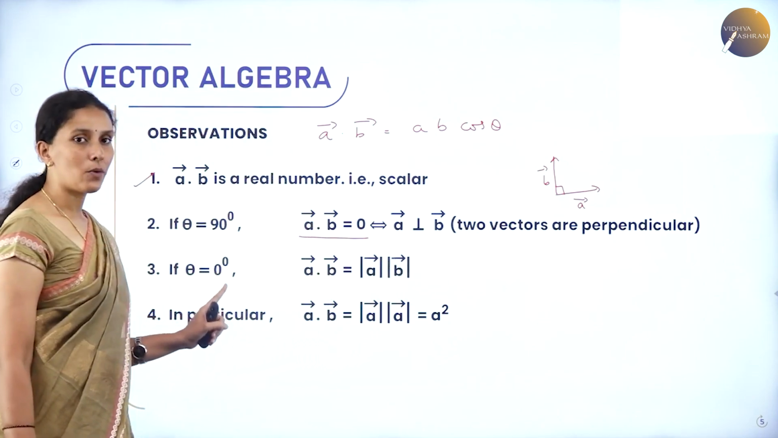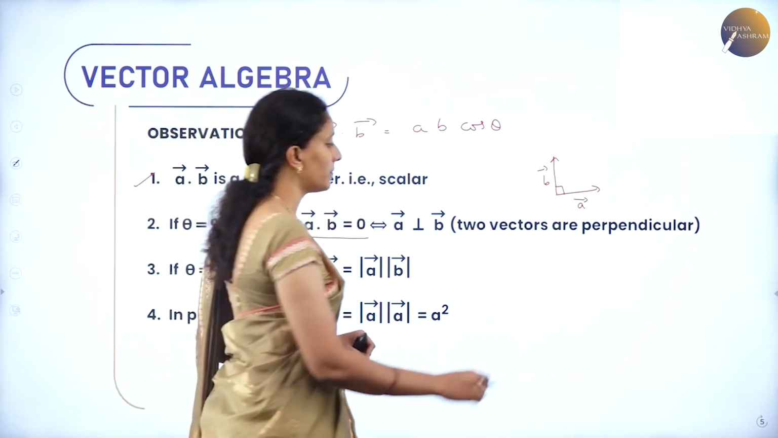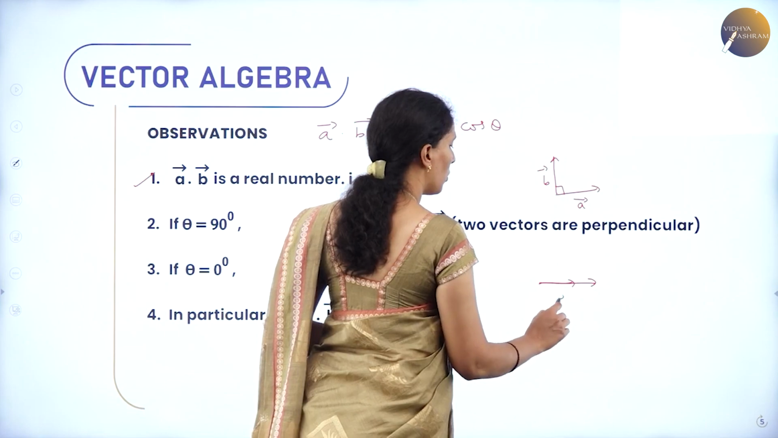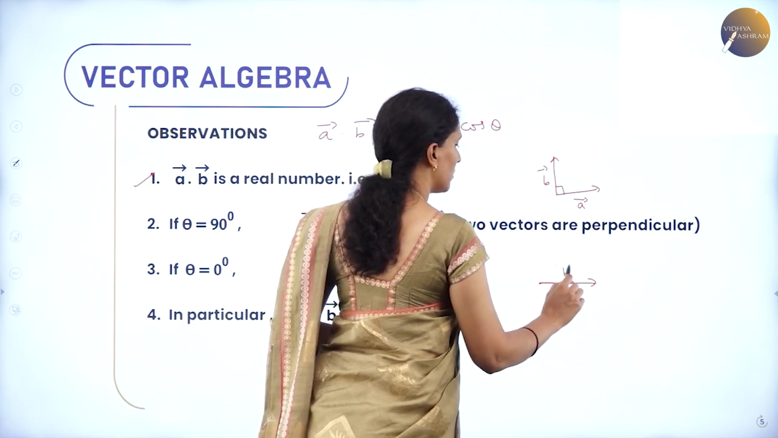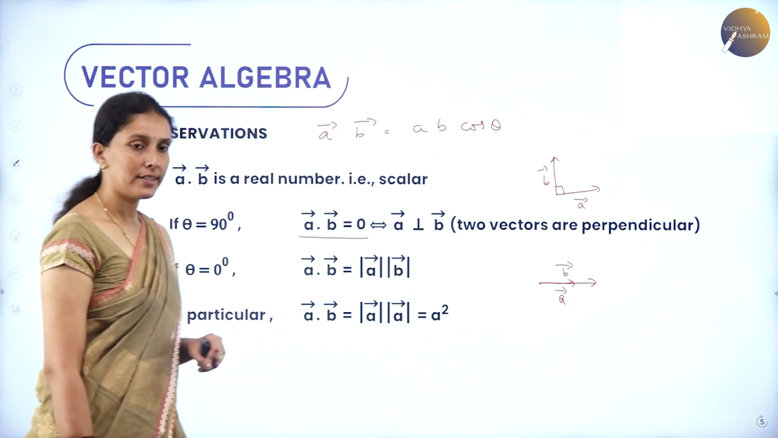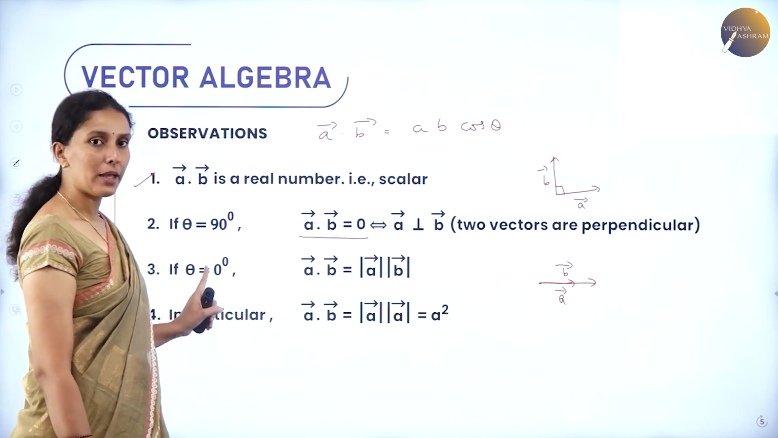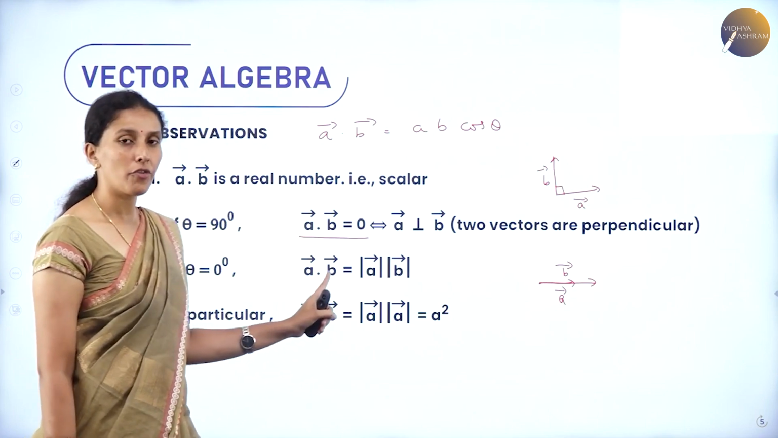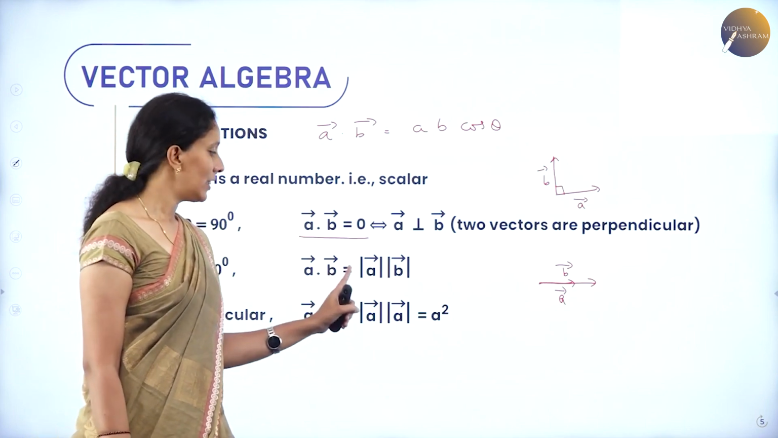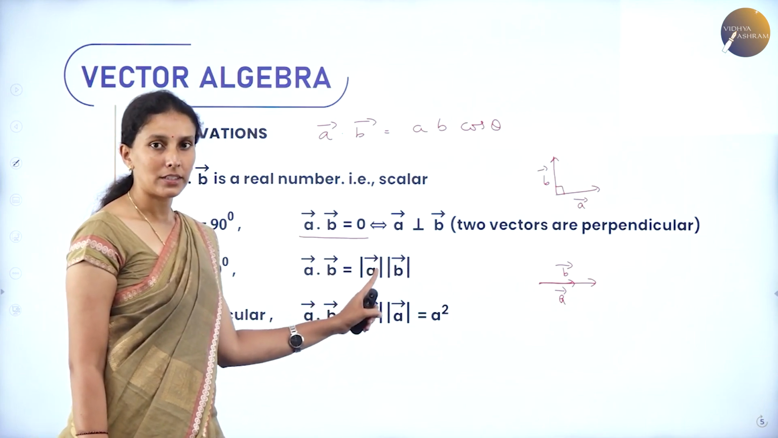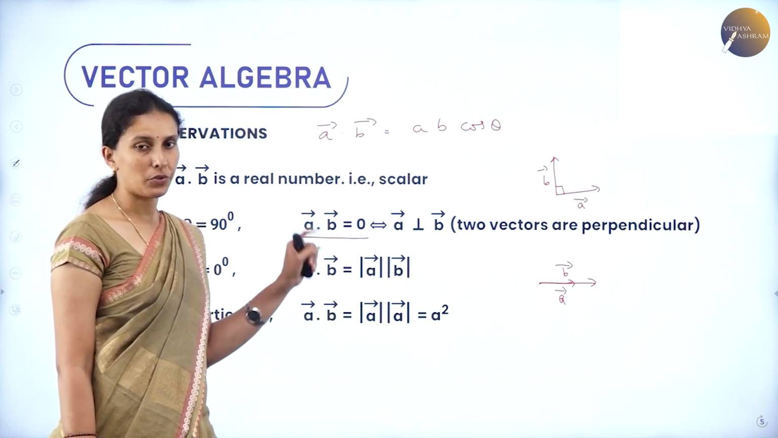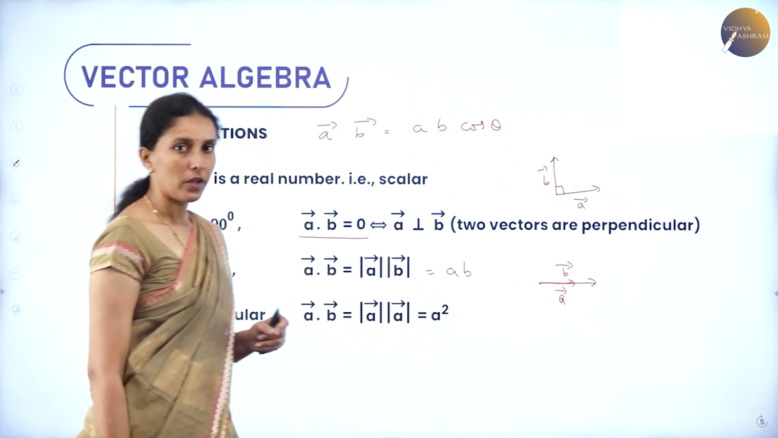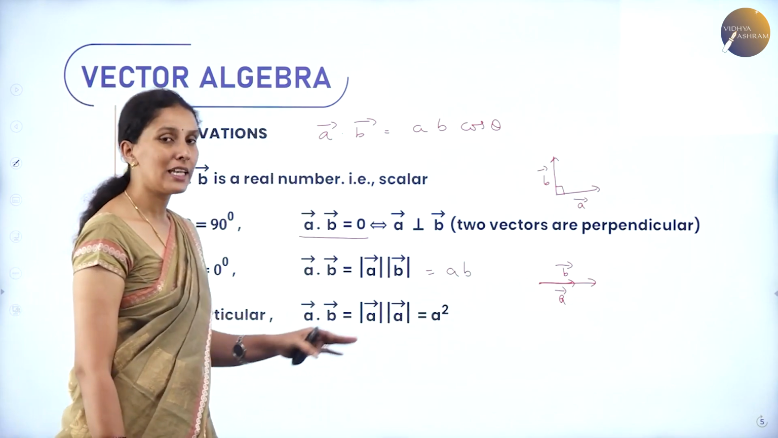Now, if theta is equal to 0 degrees, that is, vector A and vector B both lie along the same line or both coincide, then the angle between them is 0 degrees. So, cos 0 is 1, and then the dot product of the vectors is just the product of their magnitudes. We can just write it as A into B also. So, A dot B here is just AB.